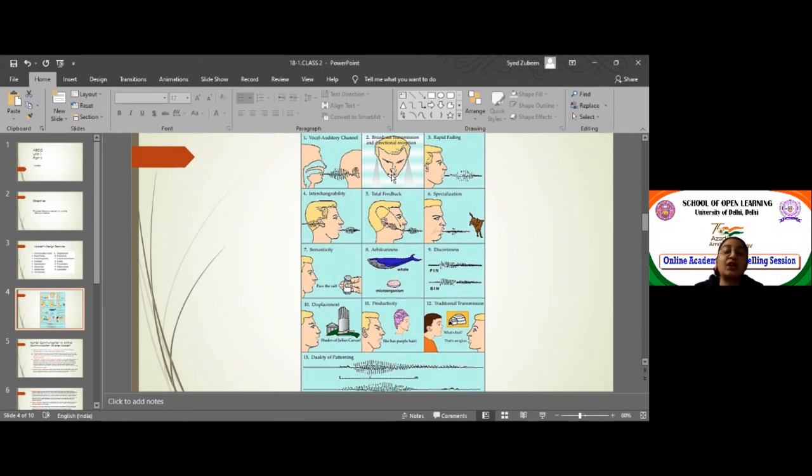And then traditional transmission. When we grow up, as a baby we learn language. Language is not a natural ability, the way we use our hands, the way we see. No, language is something that we learn. And duality of patterning means that a word can be broken down and divided into smaller morphemes. All right, so this is what we studied in today's lecture.